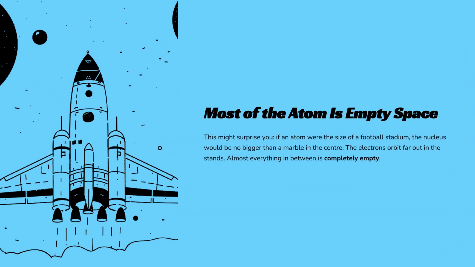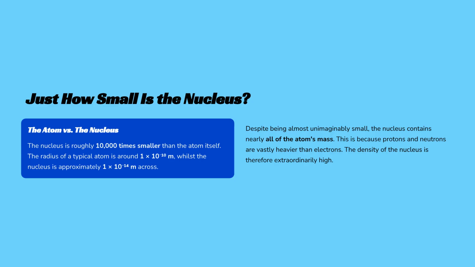If an atom were the size of a stadium, the nucleus would be like a small marble in the center, with electrons orbiting far away in the stands. The nucleus is incredibly small, yet it holds almost all the atom's mass. Because protons and neutrons are much heavier than electrons, the density of the nucleus is extremely high.